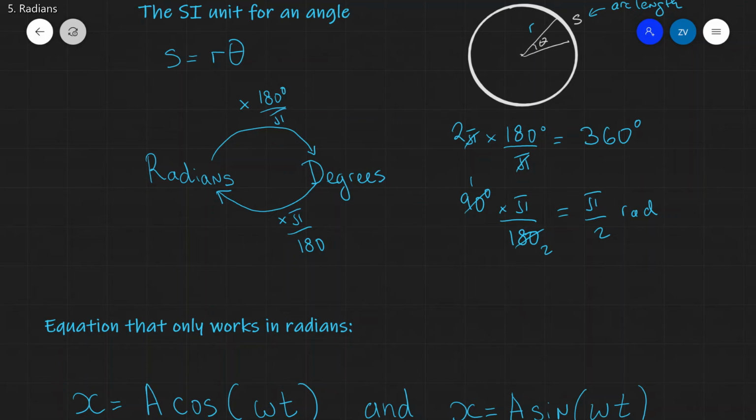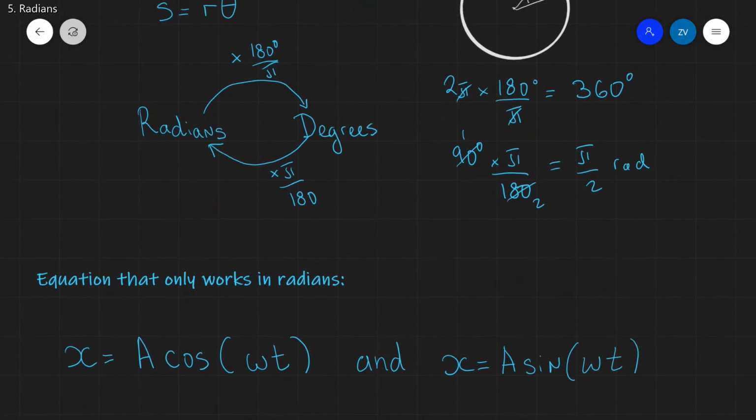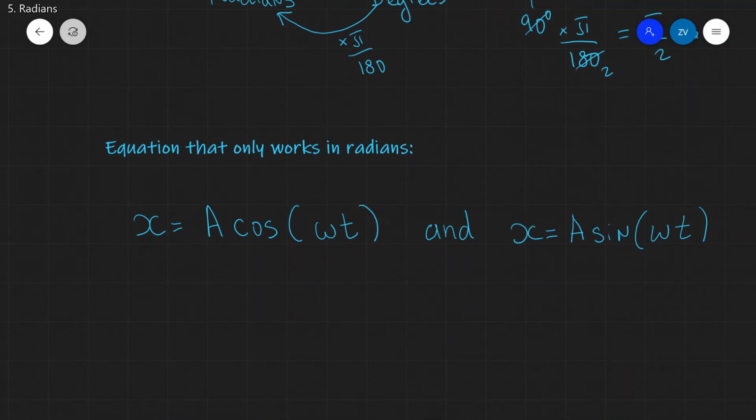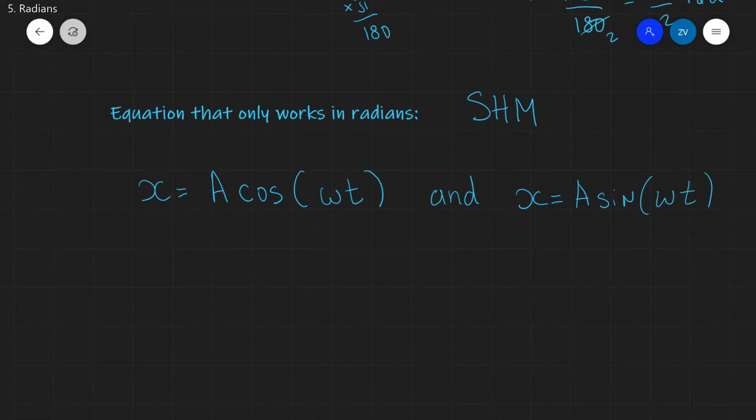Before we move on, just a little reminder that there are a couple of equations that only work if our calculator is in radian mode. In simple harmonic motion, which is a topic that we do in the second year, x is equal to a cosine omega t and x is equal to a sine of omega t. So if that's the case, what we need to make sure is that our calculator is set to radians mode.